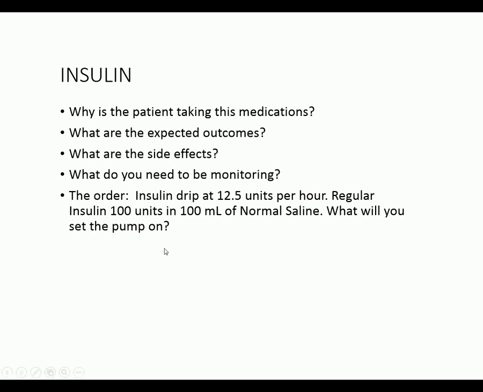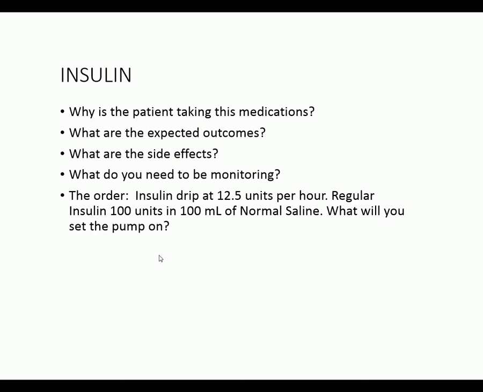Insulin is your next one. Insulin drips. Okay, let's read our order. Insulin drip at 12.5 units per hour. Regular insulin comes 100 units in 100 milliliters of normal saline. What are you going to set your pump on? This is a pretty straightforward one, so pause and let's see if you can get this one worked out.